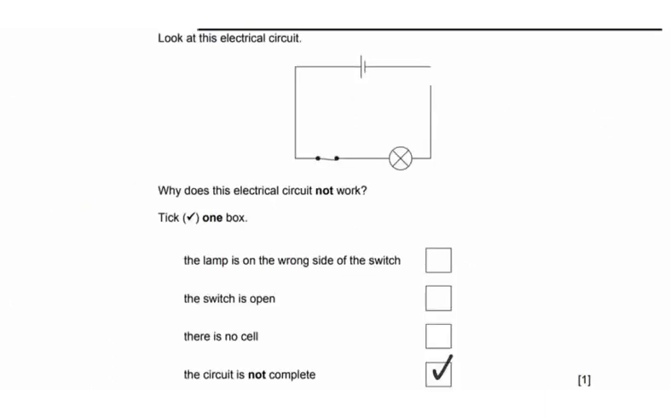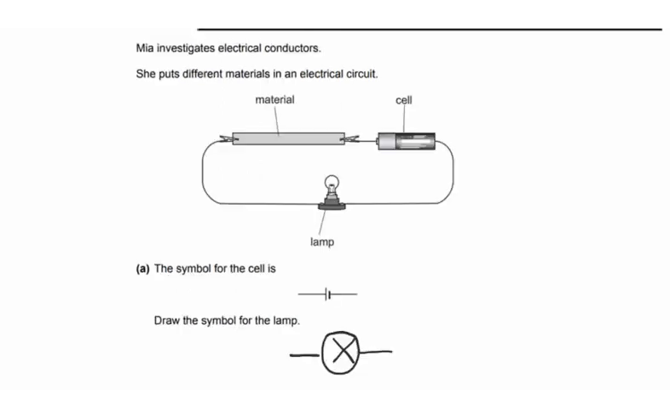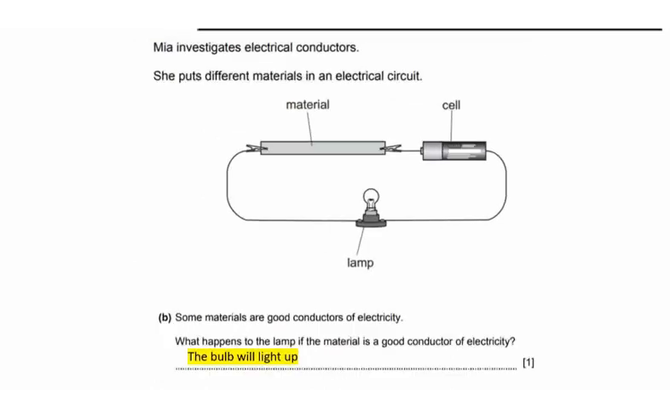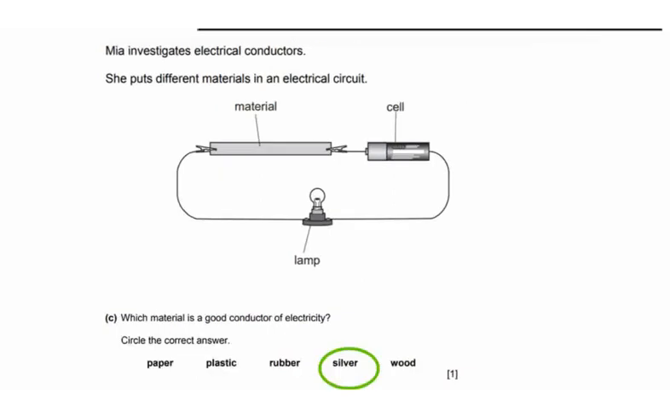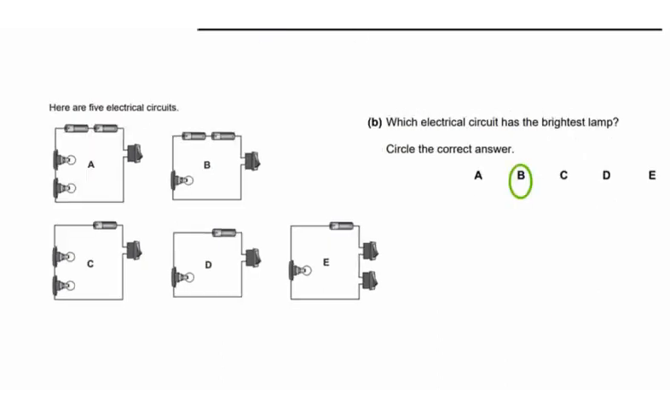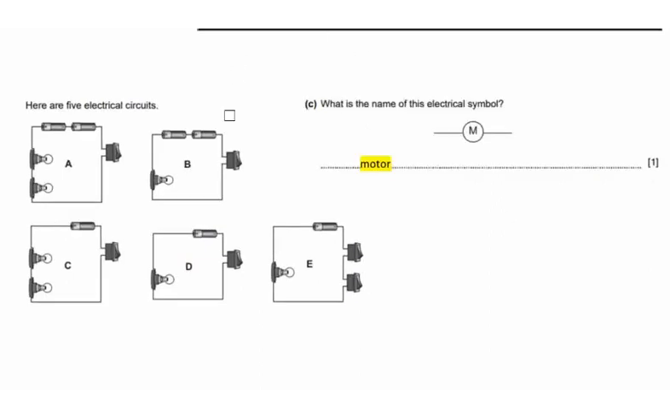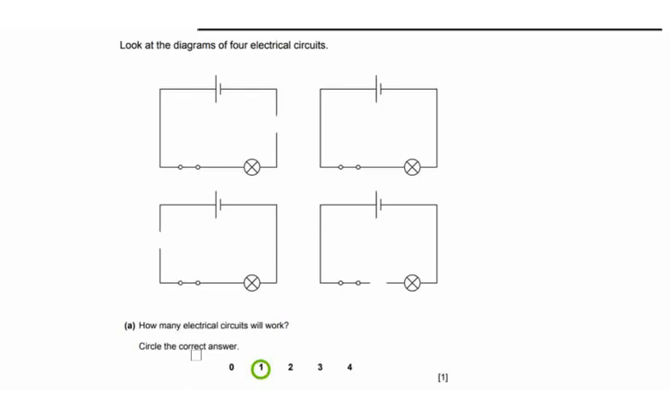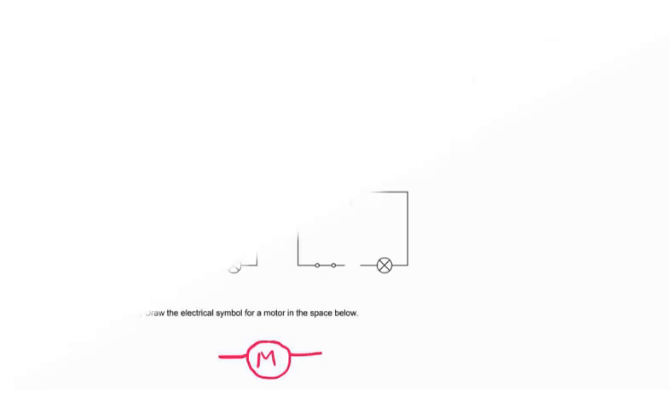This is question number 2. This is question 3A, mark scheme for 3A. This is the mark scheme for 3B. This is the mark scheme for 3C. This is the mark scheme for 4A. This is the mark scheme for 4B. This is the mark scheme for 4C. This is the mark scheme for 5A. This is the mark scheme for 5B.